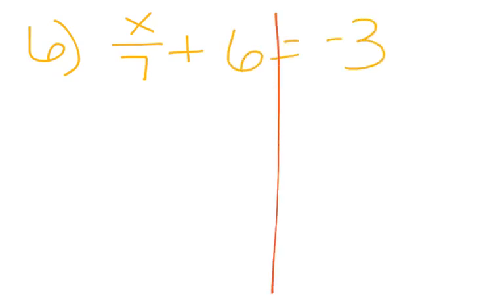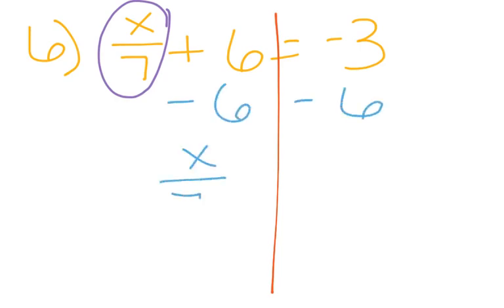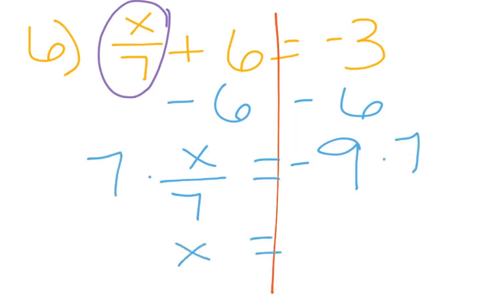All right, number 6. X over 7 plus 6 equals negative 3. Line down the middle. Circle the term that has my x value so I can isolate it. So I have plus 6. That is not part of the group or the term the x is in. So I'm going to take away the 6 from both sides. Negative 3 minus 6 is negative 9. The opposite of division to get x completely by itself is multiplication. So x is equal to negative 63.